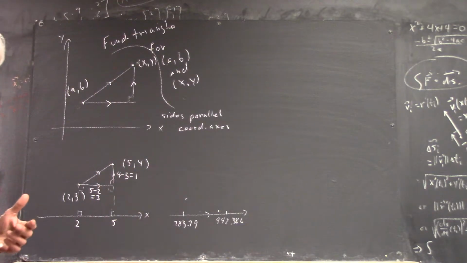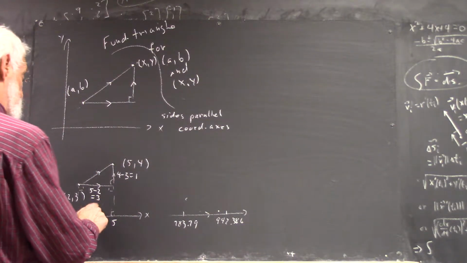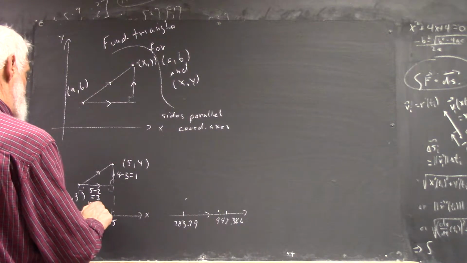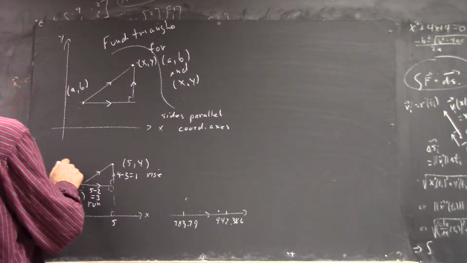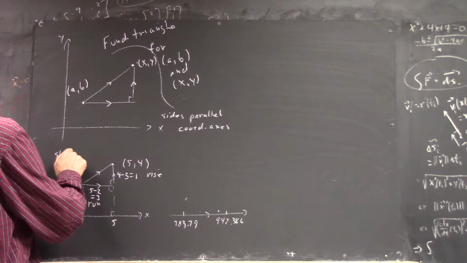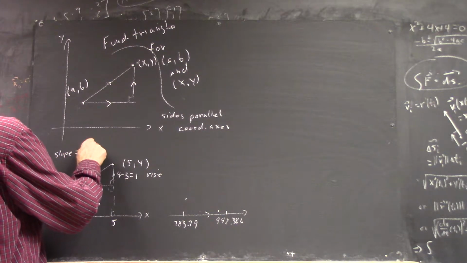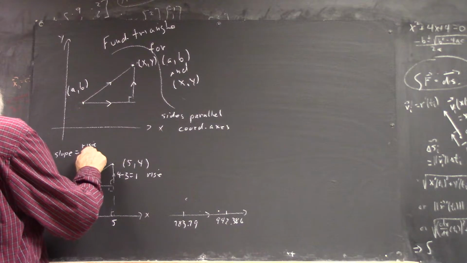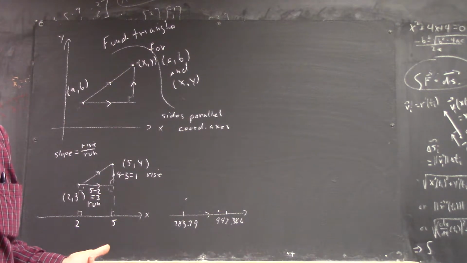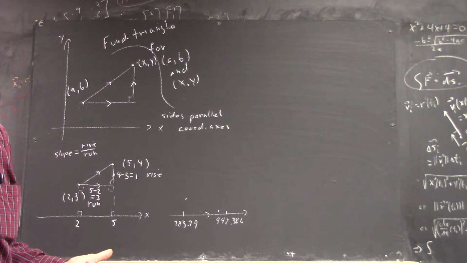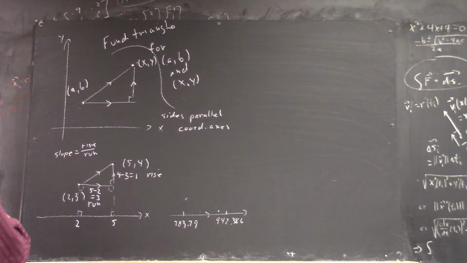Okay? Now this is the run. This is the rise. So the slope of course we know is rise over run, which is what? Which is the 3 over 1. Yeah.